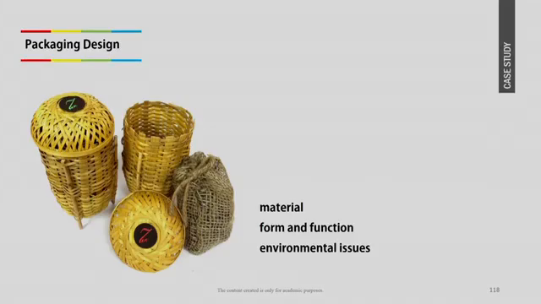For this particular packaging design case, the keywords are good material, form and function, and environmental issues. The material used is an earthy material going with the tea package, and also the form is given in such a way that this is exactly the form of the basket used while tea plucking, and the bamboo material is also environment friendly.